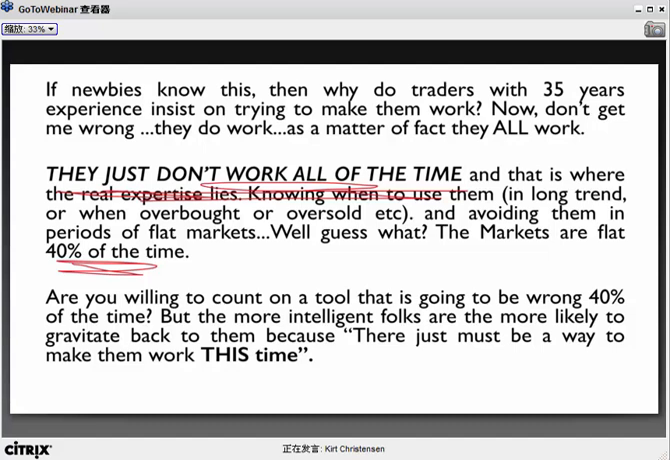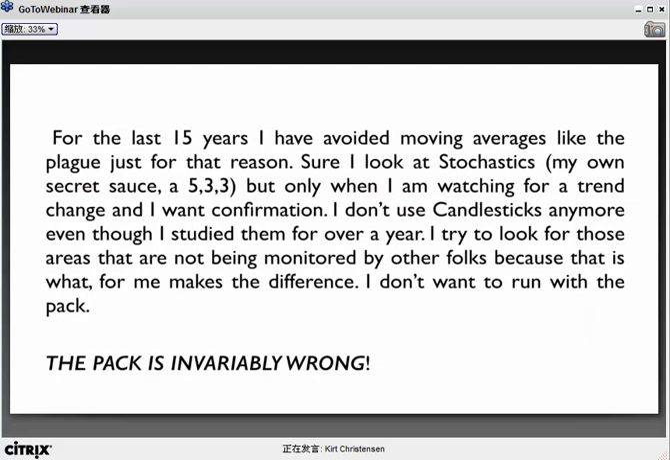The more intelligent folks are more likely to gravitate back to them because there's just got to be a way to make them work this time. Can't tell you how many times I've heard that. So for the past 15 years, I personally have avoided moving averages like the plague.